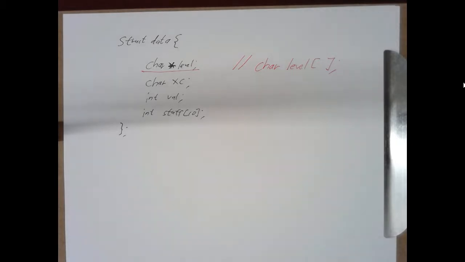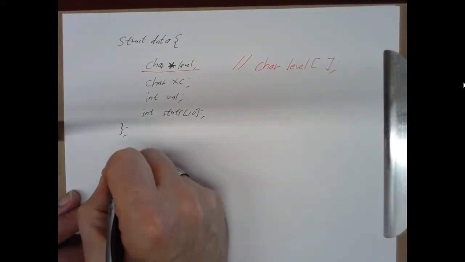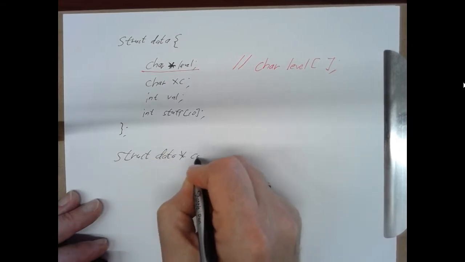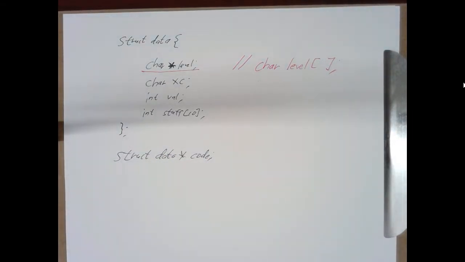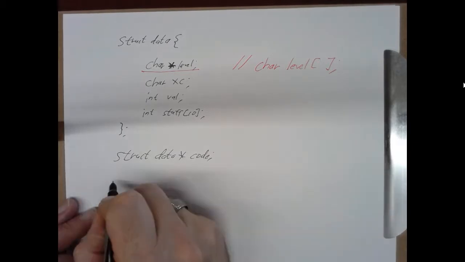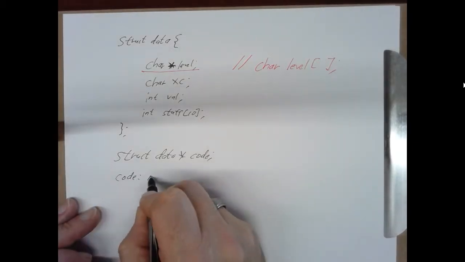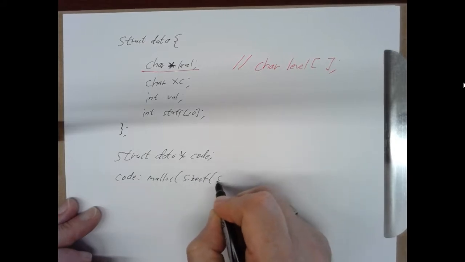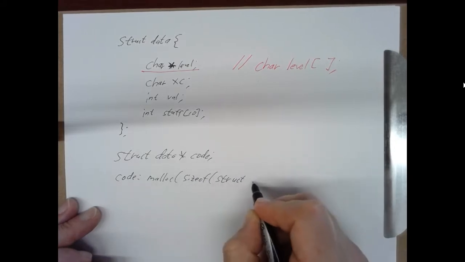All right, part B was to make a statement declaring a variable named code of type struct data star, and that's pretty straightforward. Struct data star code. Right, that says code is a pointer to a struct data. Part C wanted to use a malloc statement to set code to point to a block of memory large enough to contain a struct data. So that's just code equals malloc sizeof, and then the thing that you're going to put in there, a struct data.